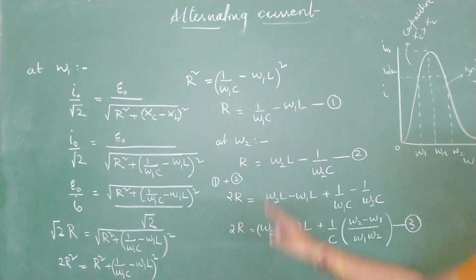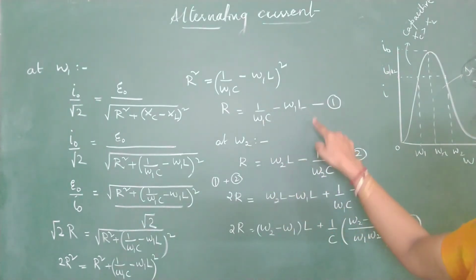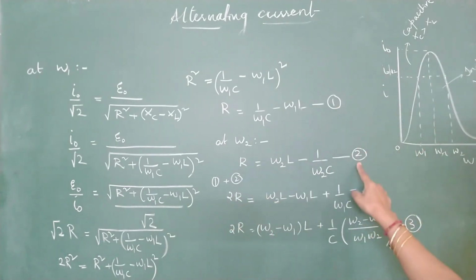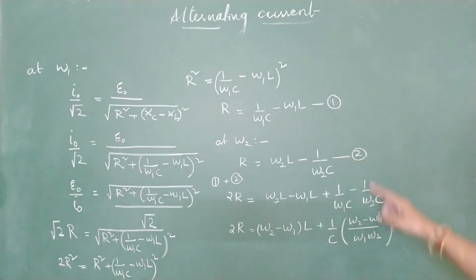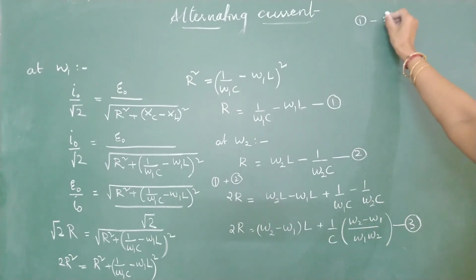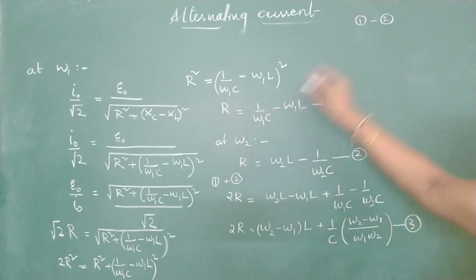Now again go back to equations 1 and 2. By adding, we have got this relation. Now I will subtract the two relations. Subtract 1 and 2, equation 1 minus equation 2. R minus R is 0.